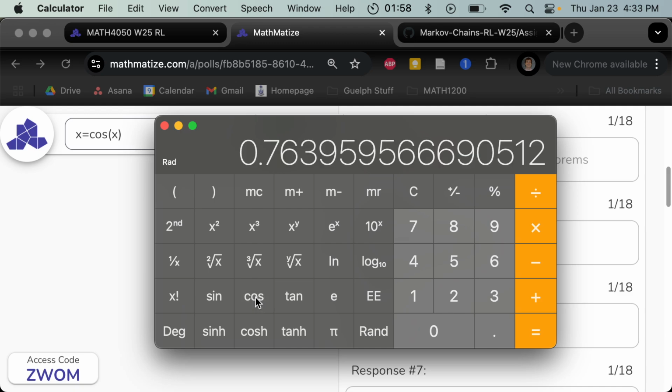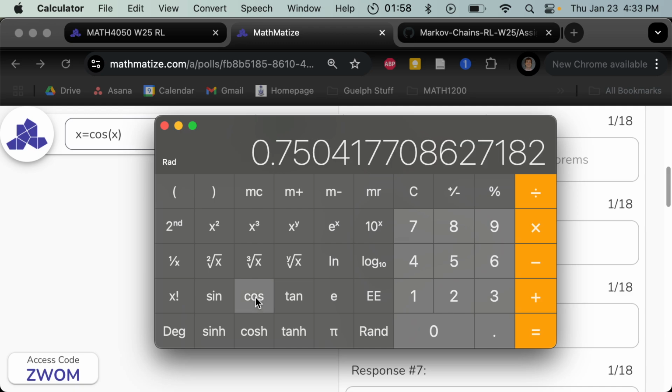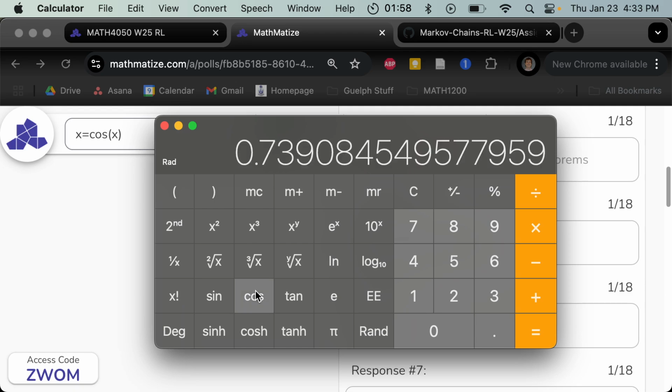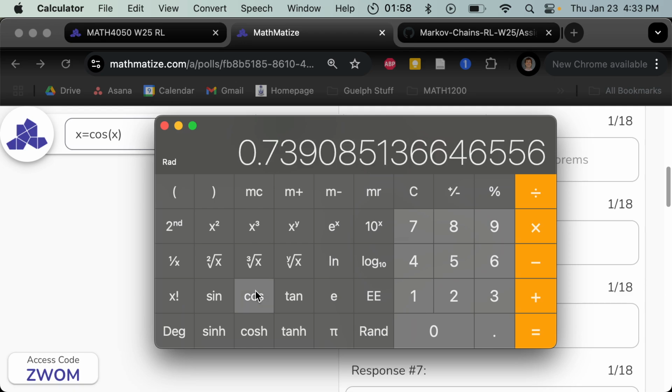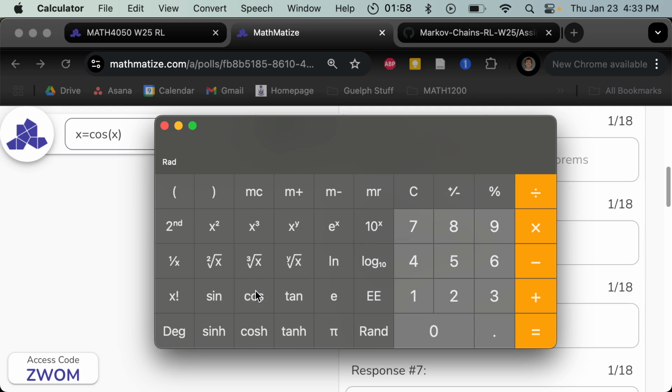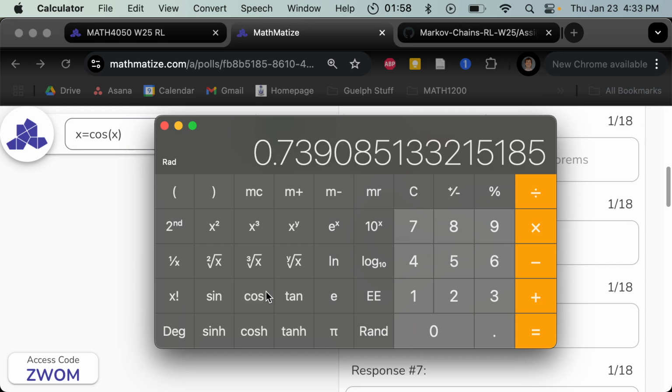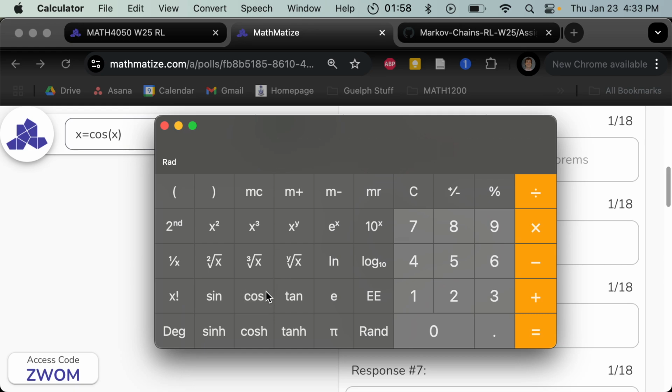0.7, 0.76, and so on, bouncing back and forth. Oh, no, 0.738. And if we just keep hitting this, it gets closer and closer to not changing. So if I just hit this a bunch more times, then we're at 0.739. And for sure, you have done this in your life. If you're very bored in math class, hitting the cosine button over and over again becomes very tempting.